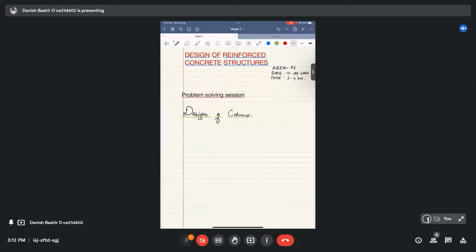Starting with the compression member, we can define a compression member as that member which is predominantly subject to axial compression. Among compression members, columns are the main members which come under this.